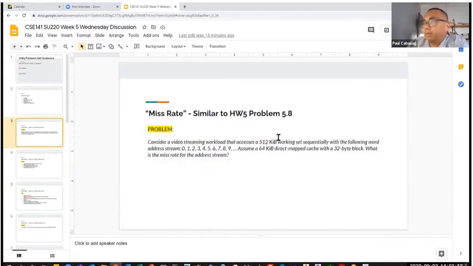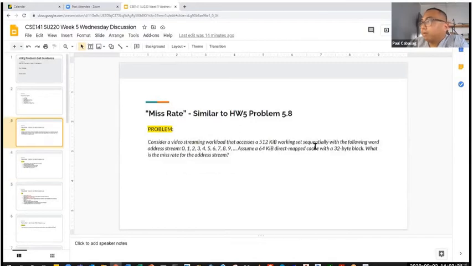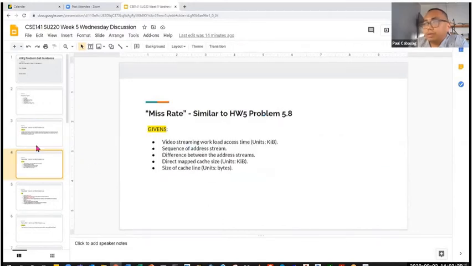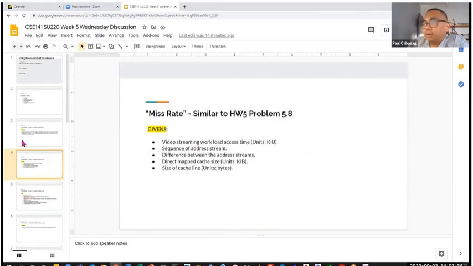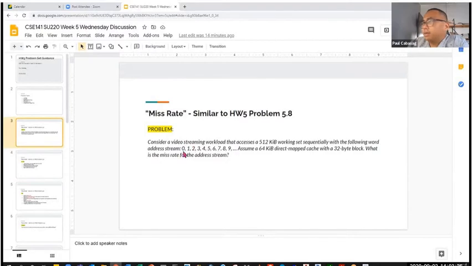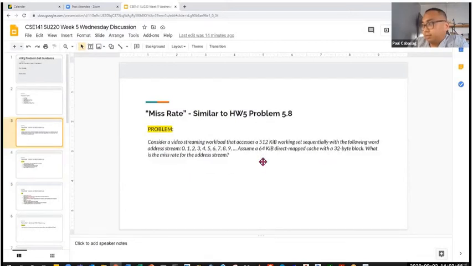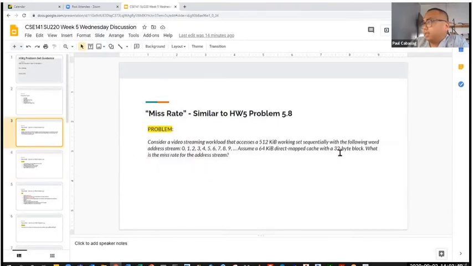So this one would be 512 KiB. And then you also want to look for the sequence of the address stream. This is that right here. And then the difference between the address streams, which for each one I think is 1. And then you have this direct-mapped cache size that's given to you, and also the size of the cache line. This is in bytes, so for us, it's 32.